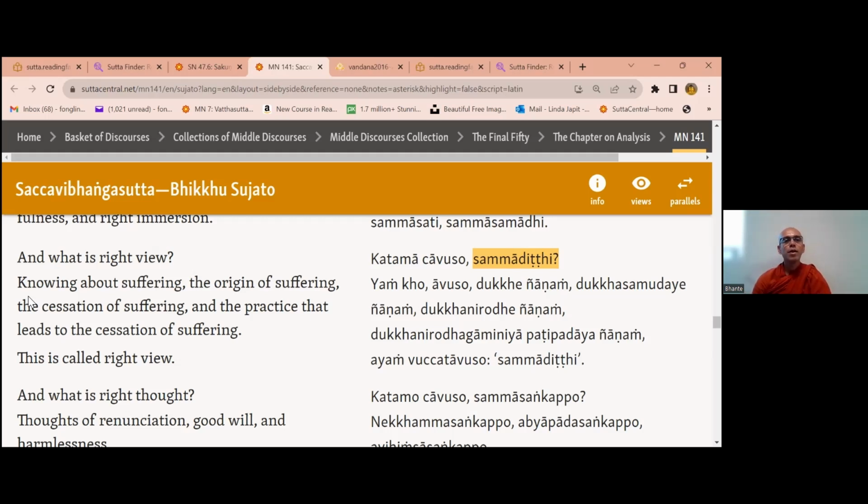So knowing about suffering, if we know the meaning of suffering, according to the explanation of the Buddha: birth is suffering, age is suffering, sickness is suffering, death is suffering, separation from loved ones is suffering. In brief, the five aggregates of clinging are suffering. He explained in detail, right? This is the first noble truth, suffering. What is the second noble truth? The origin of suffering.